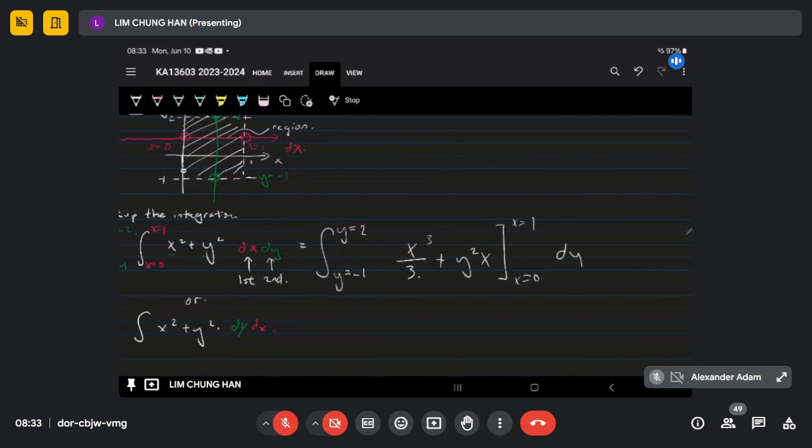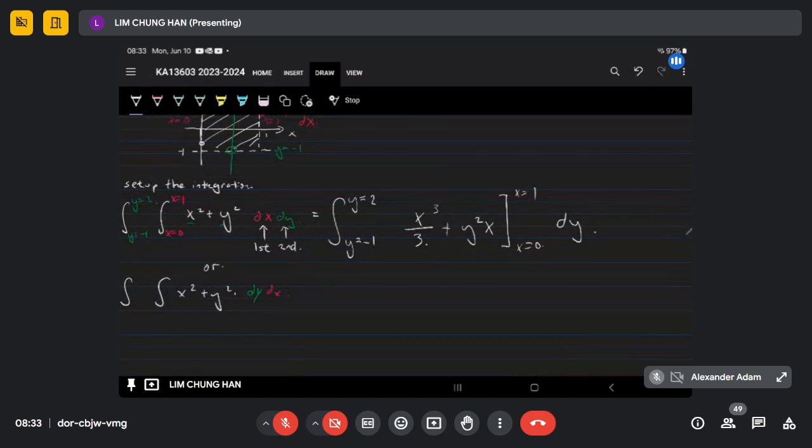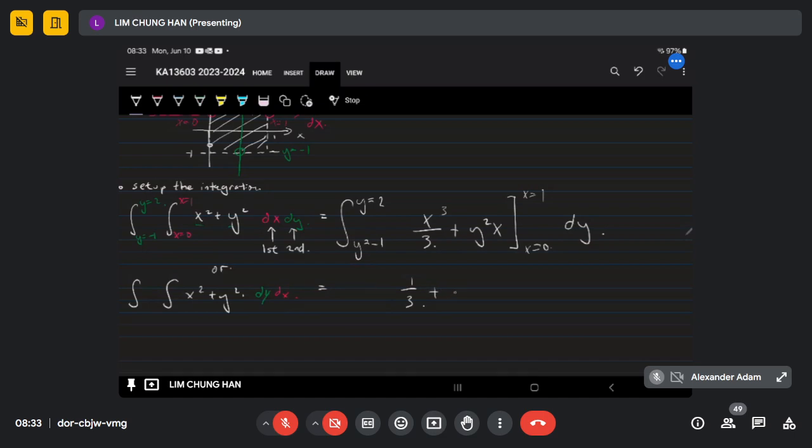And then don't forget the dy because we haven't done dy. Then you just substitute your numbers in. So 1/3 plus y squared. 1 times y squared is still y squared. 0 substituted in becomes 0. So that's it.